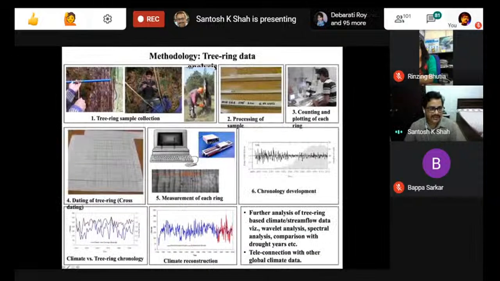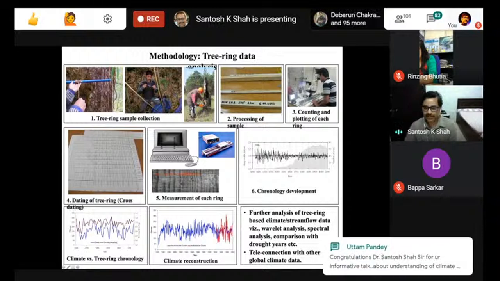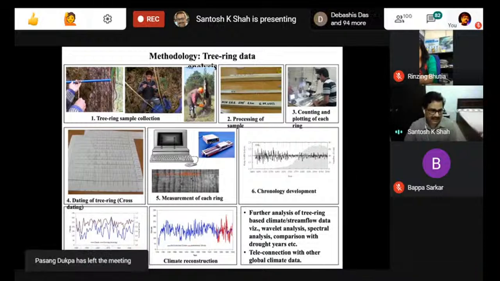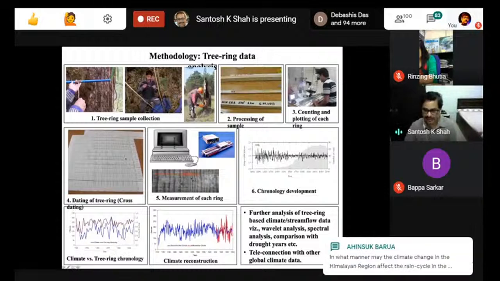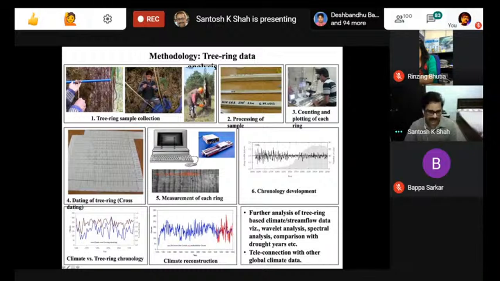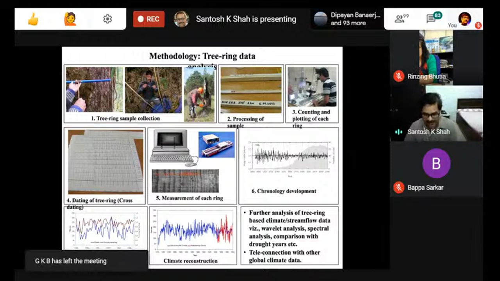These are the tree rings, how we collect them, and this is a tree core sample. Then we count each ring, then we measure each ring. This is the graphical presentation of each ring, and we plot the average of all the tree ring patterns in one graph, and then we correlate it with the climate. Whatever significant season we get, that we reconstruct.